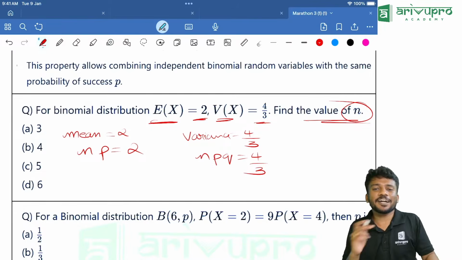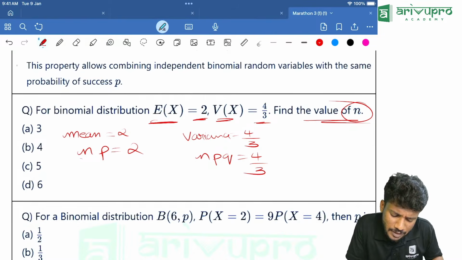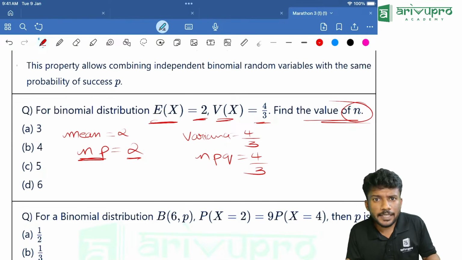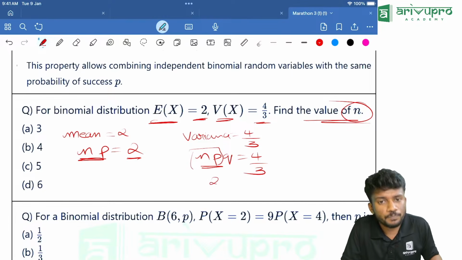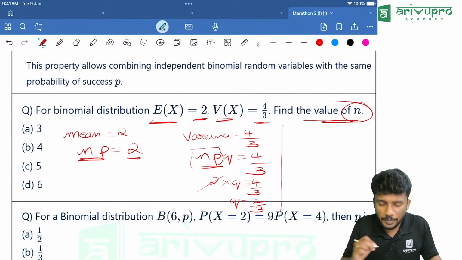Then what is this, NPQ is 4 by 3? Now I will ask you a question. Instead of this NP, can I put 2? Yes, I can do that. So I am substituting 2 instead of NP. So 2 into Q is equal to 4 by 3. From this, Q is equal to how much? 2 and 4 cancel. What is remaining? 2 by 3 is remaining.